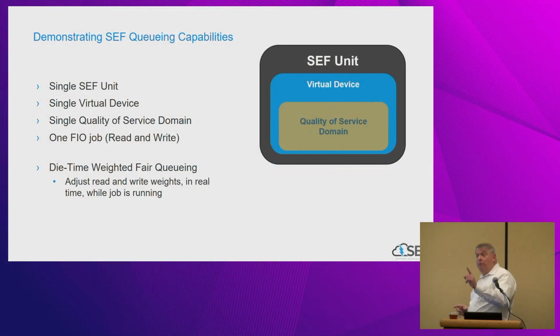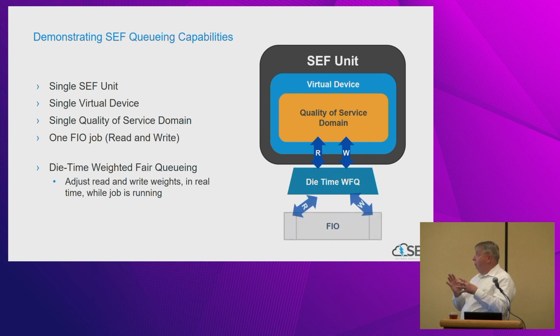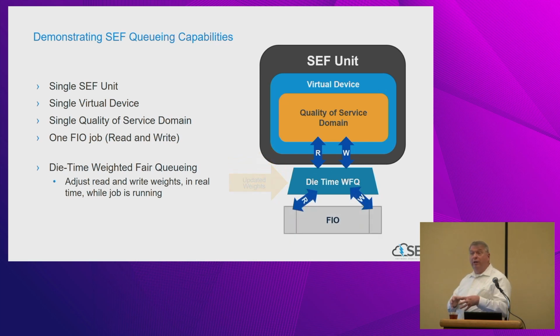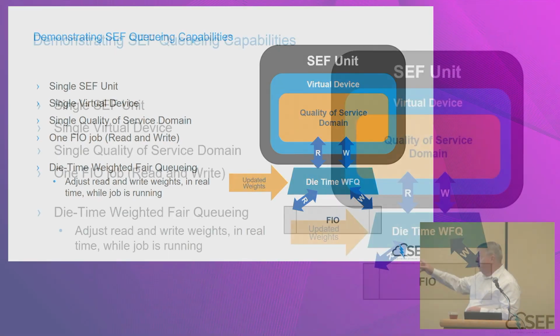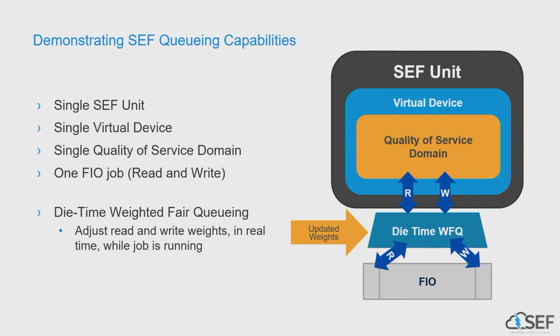Show and tell, so real-time application controlled queuing. This one's a powerful one. So now I'm going to show you how you're going to deal with quality of service domains or workloads within the same virtual device and quality of service domain, right? Using die-time weighted fair queuing. So it's one unit, one virtual device, quality of service domain, read and write happening within that same zone, right?